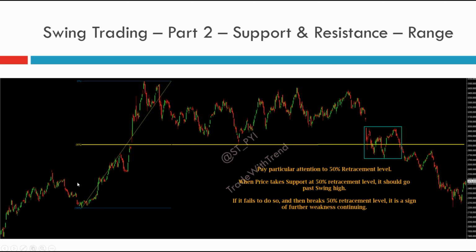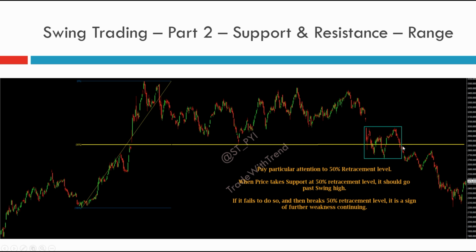So what we have to do is identify two relevant swing points and then just mark out the 50% retracement level. In case you want to learn how to mark out relevant swing lows, that is a pivot low and pivot high, I've placed a link in the description box below because I've done a separate video on this. Please go through that.